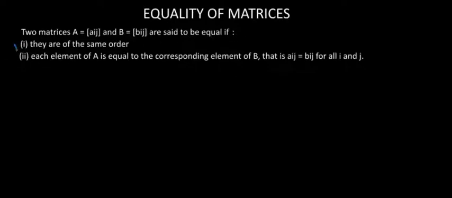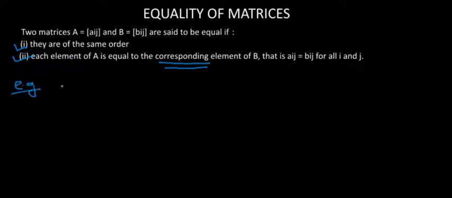The first condition is they are of the same order, which means that the order of the first matrix and the order of the second matrix must be equal. And the second condition says that each element of A is equal to the corresponding element of B, that is Aij is equal to Bij. Okay, so this word corresponding is very important in this case. So we'll study an example related to this.